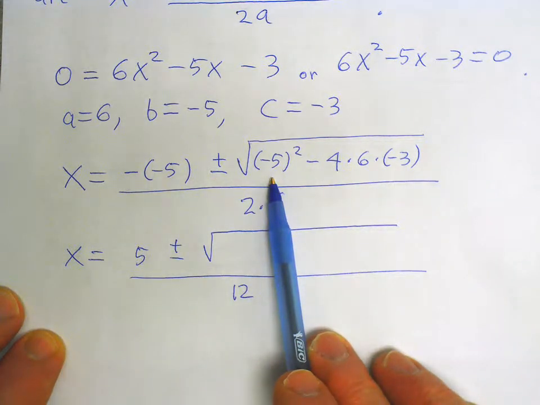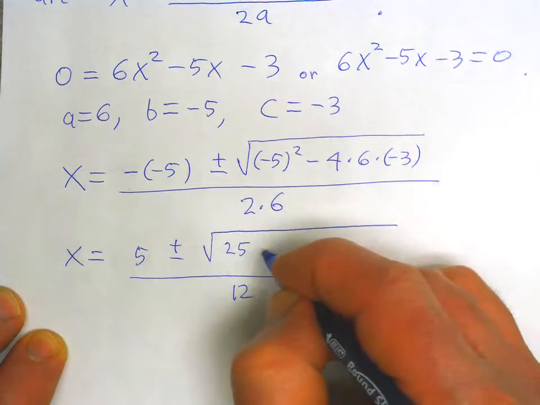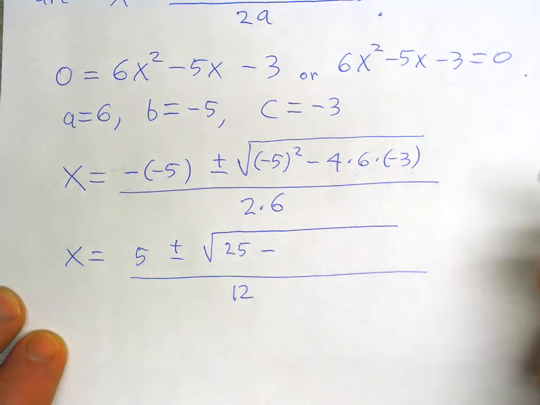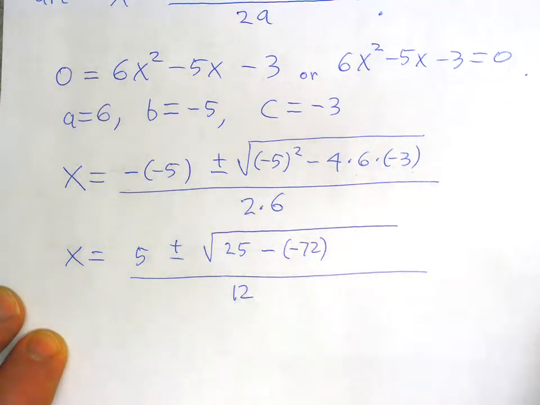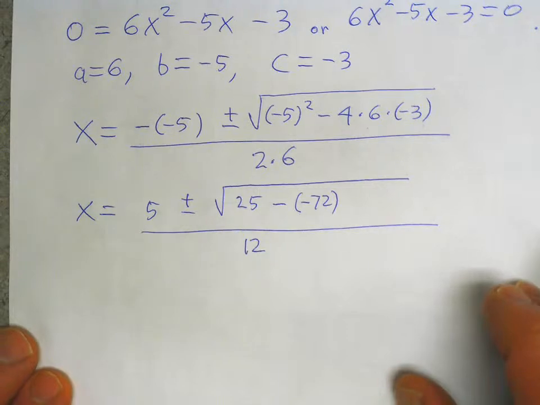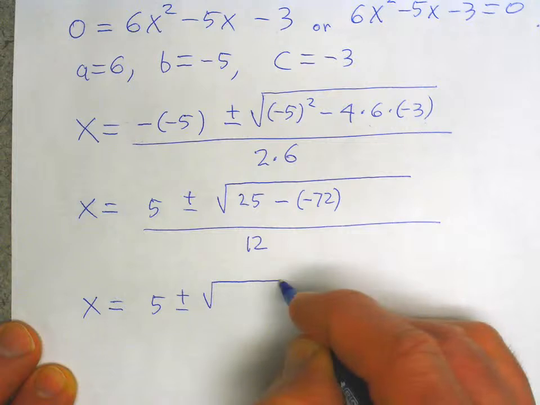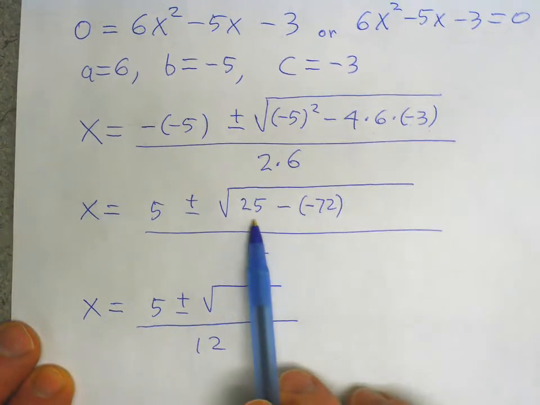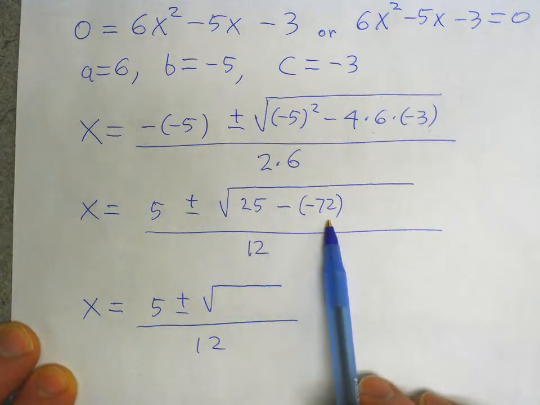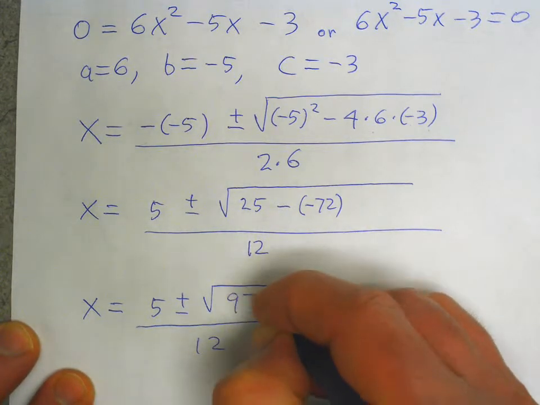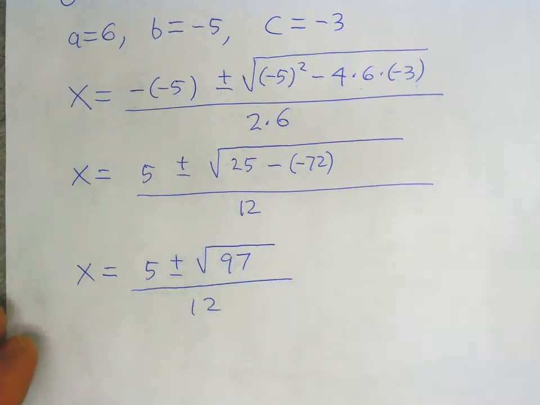Inside the square root, the number negative 5 squared is 25. And we're subtracting 4 times 6 times negative 3. We're subtracting negative 72. Okay, so that's x equals 5 plus and minus the square root of 25 minus negative 72, which is the same as 25 plus 72, which is the square root of 97. And the square root of 97 cannot be simplified further.